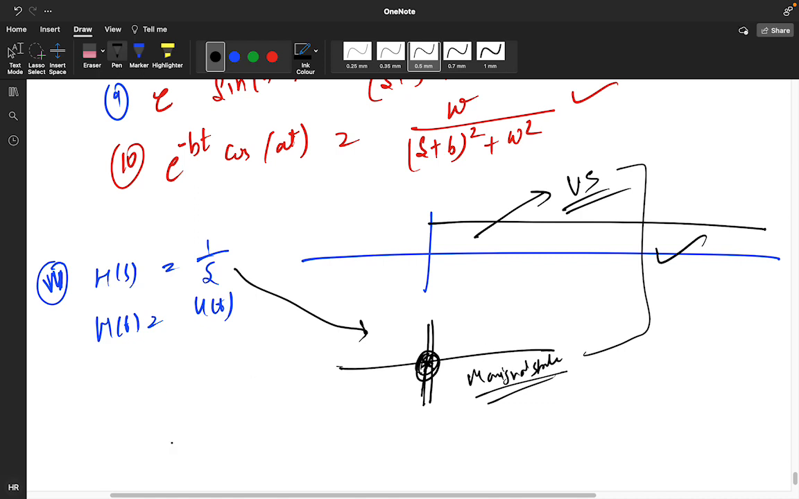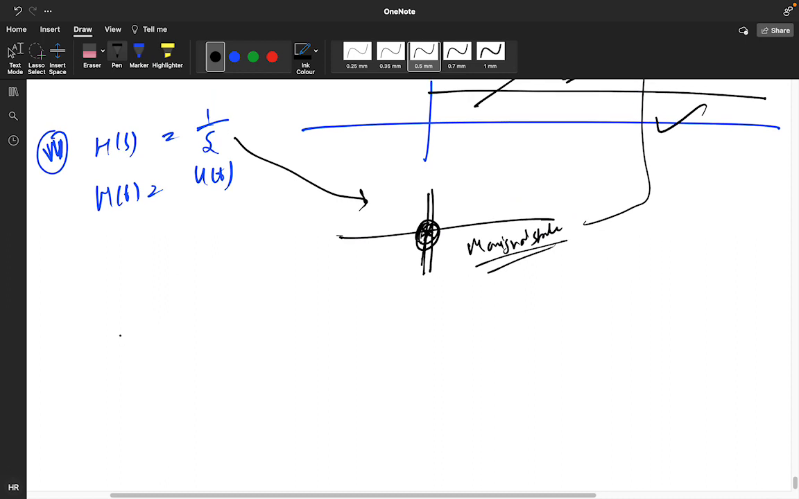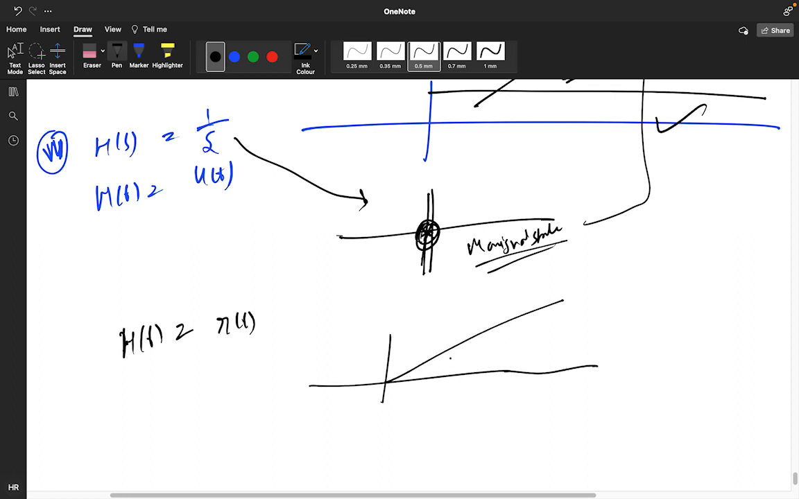And if you have h of t equal to r of t, the signal is like this. So the area will be infinite. So it is an unbounded amplitude signal, we can say. So it is unstable, the bounded input bounded output criteria fails here.